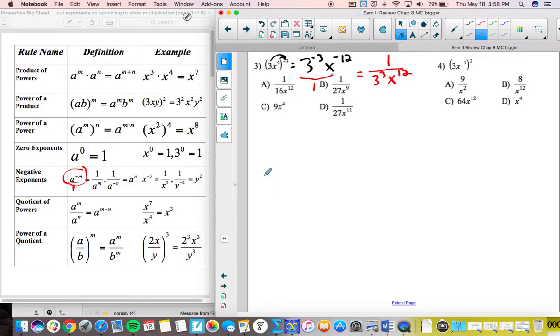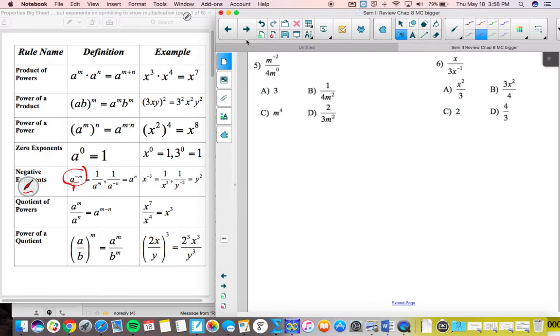Now, as I look at the answers, shoot, I don't see any of them that match this. B or D are our closest options. So what is 3 to the 3rd? That means 3 times 3 times 3, which is 27. So this is the correct answer: 27 times x to the 12 is dividing the 1. Let's try that one on your own.